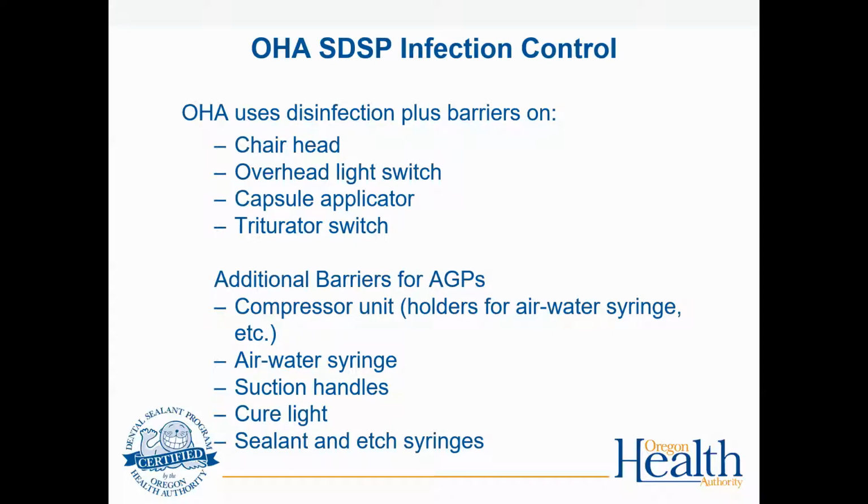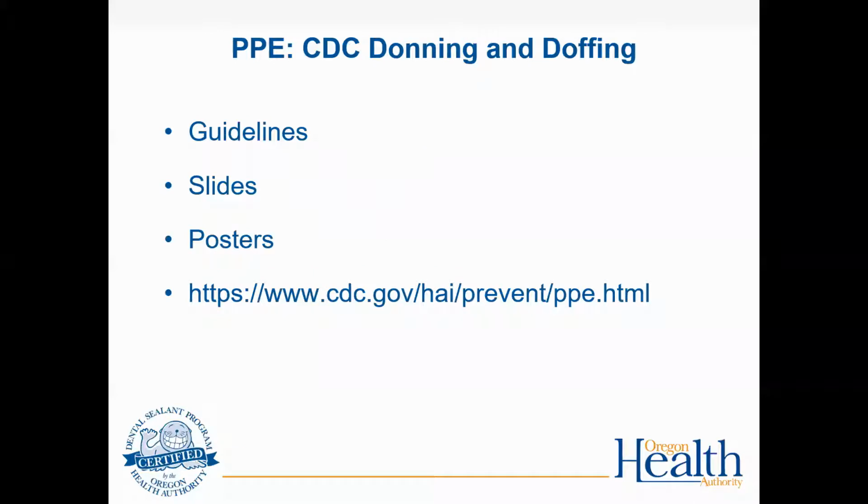This is what the OHA School Dental Sealant Program is going to be using. We're going to have barriers on our chair head, our light switch, and our lights, our glass ionomer capsule applicator, and our triturator switch. For AGPs, you would have a compressor, so you'd want to cover your compressor and have your air water syringe, suction handles, cure light, and barriers on your sealant and etch syringes.